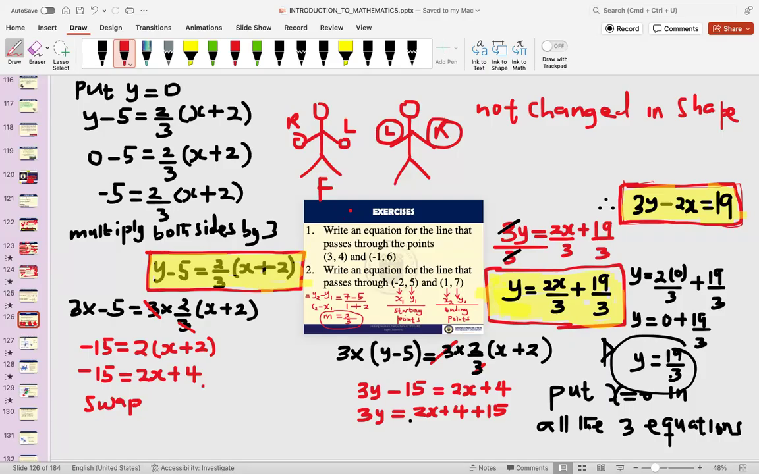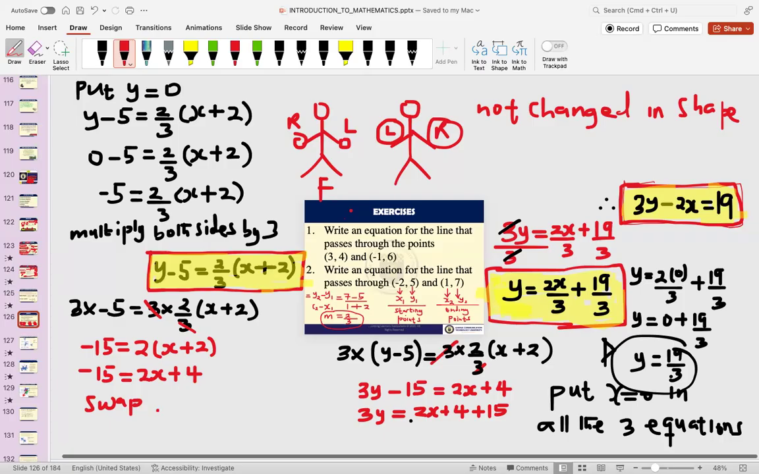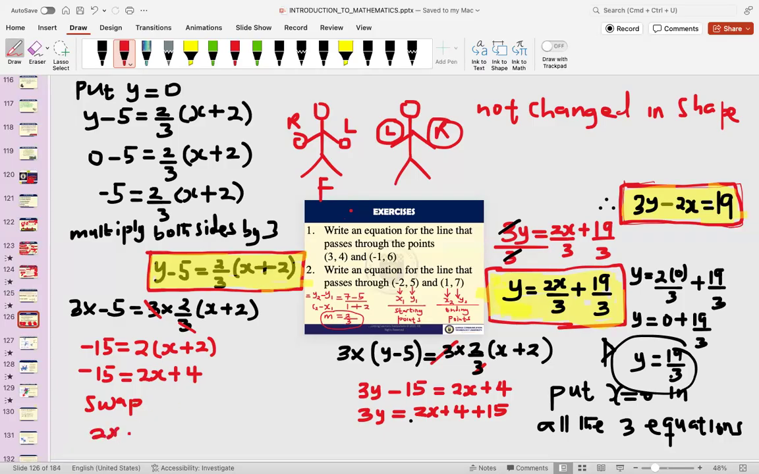Swap means let all the right come to the left, let all the left come to the right. So when we swap, we'll have 2x plus 4 is equal to -15. Because I want x to be on the left-hand side. That is why I did the swap.